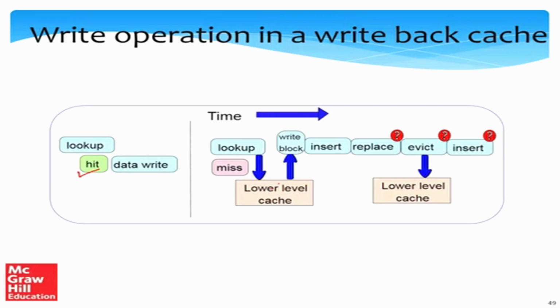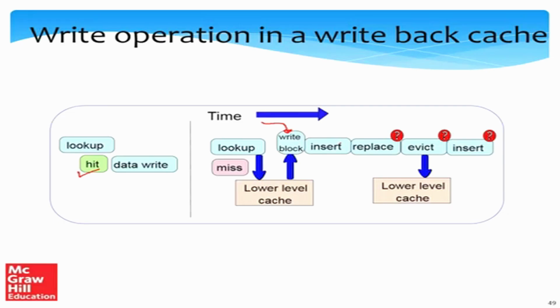However, if there is a miss, then we do a lookup in the lower level cache. We get the block and we try to write the block. The way that we try to write the block is something like this: we first insert it. So first write the block, which basically means that the new data that we want to write is written to the block that we read from the lower level. And then we try to insert the block with the new contents into the cache.